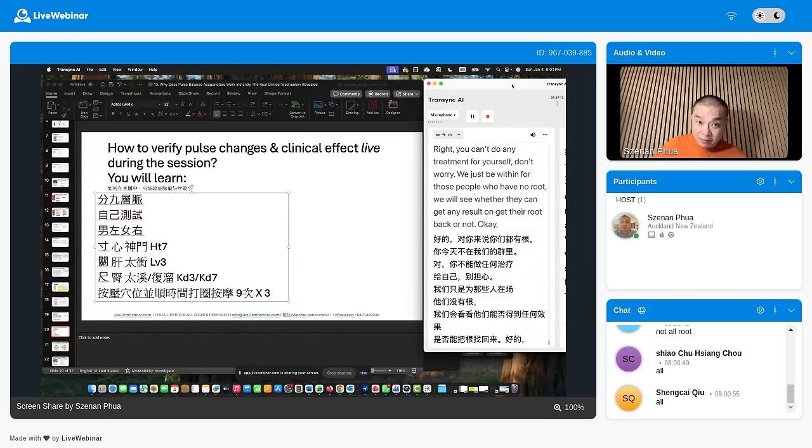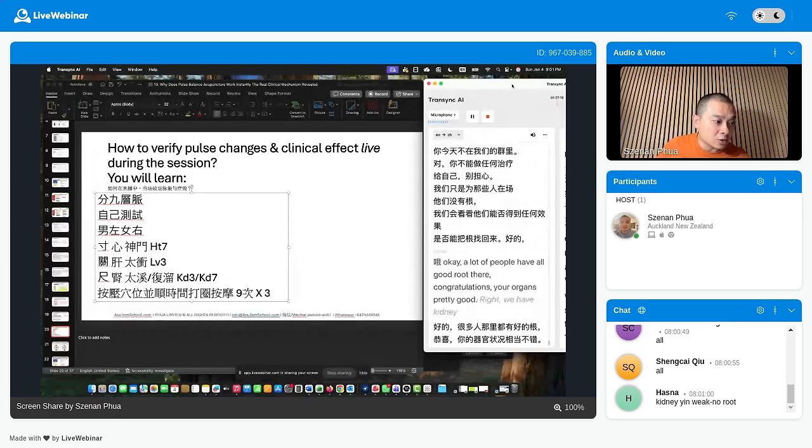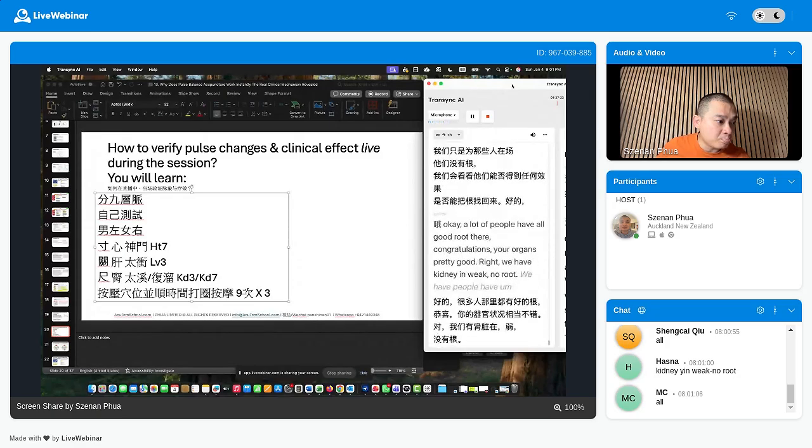Oh, okay. A lot of people have good root there. Congratulations, your organ's pretty good. Right? We have kidney weak, no root. We have people who have kidney weak again.